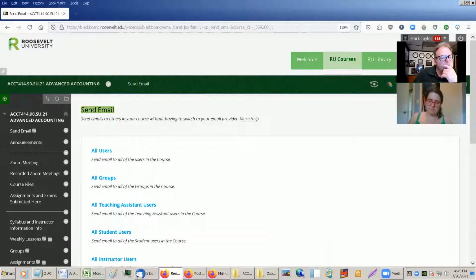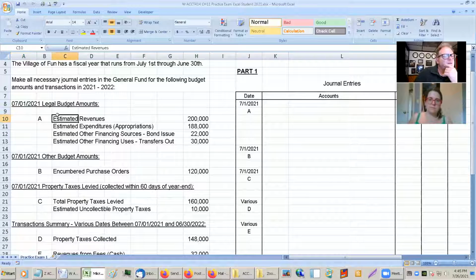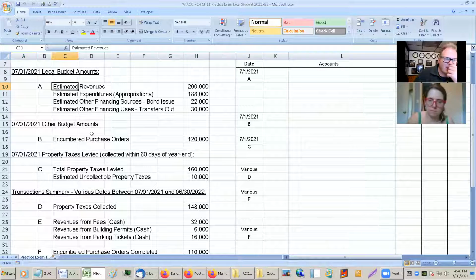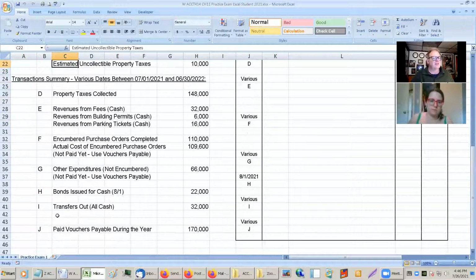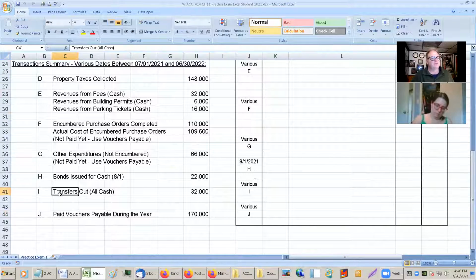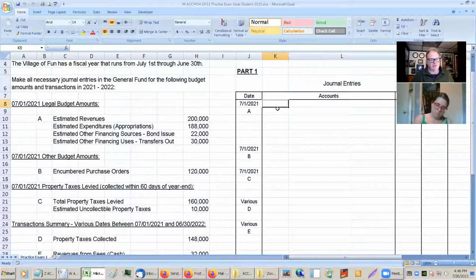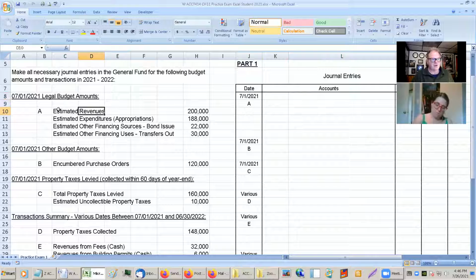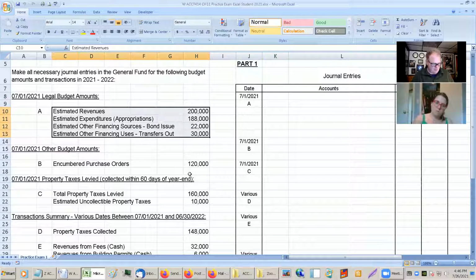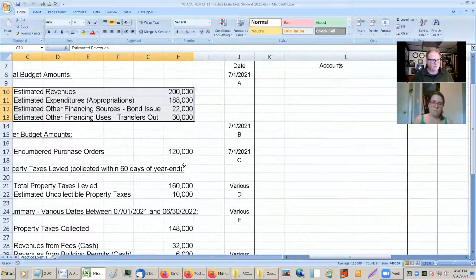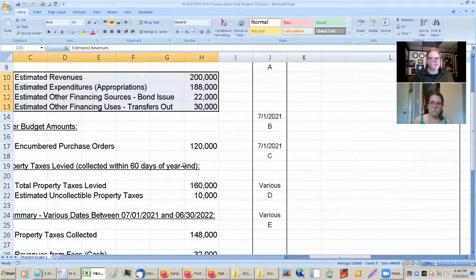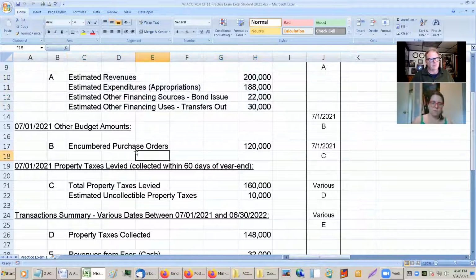Okay, so I think I got this from the CPA simulation. These are the list of things that happen on the left, and you make the journal entries on the right. So this is the budget. So for the covered purchase order, we said the encumbrances.